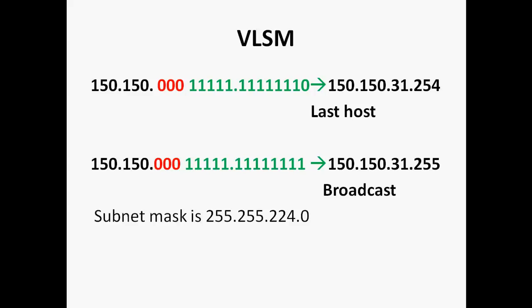So 150.150.31.254 is the last host. Next you should find out the broadcast IP. Broadcast IP means all the host bits should be 1. Then you can convert into decimal format, and you will get the broadcast IP. So 150.150, and then all the host bits I will put as 1. So you will get 150.150.31.255 as the broadcast IP.